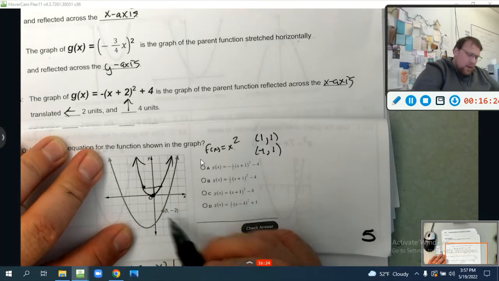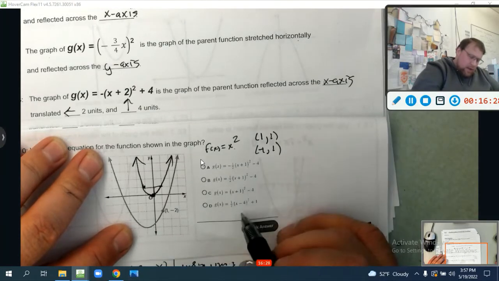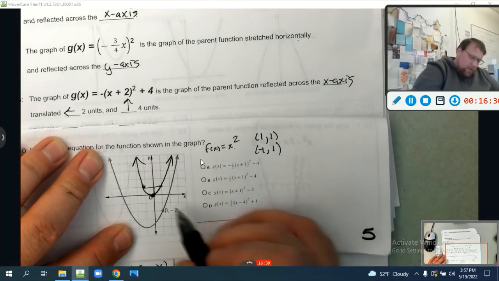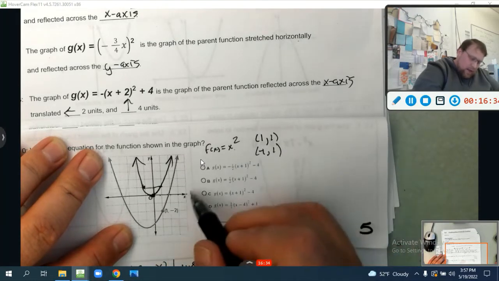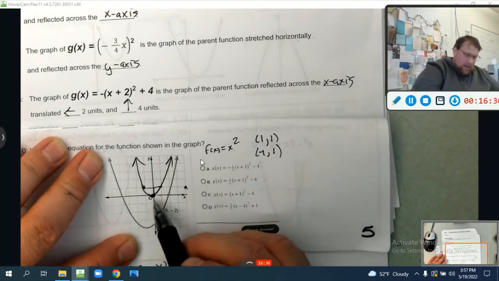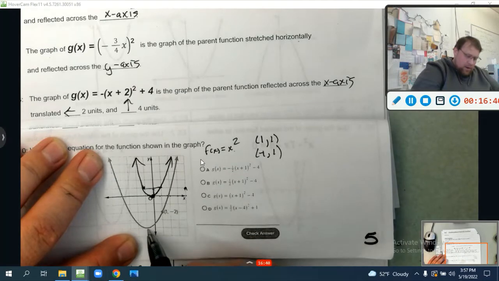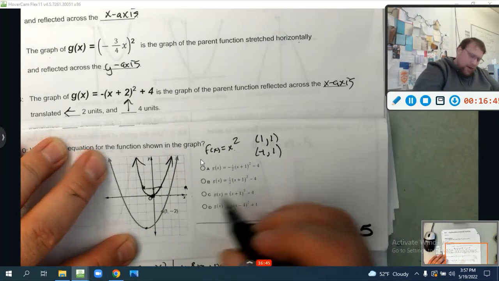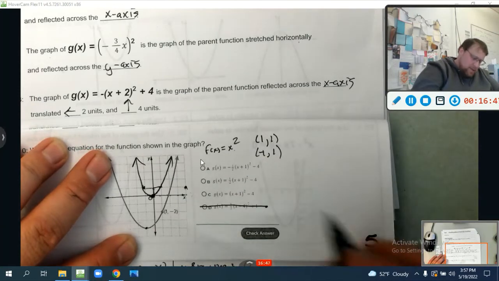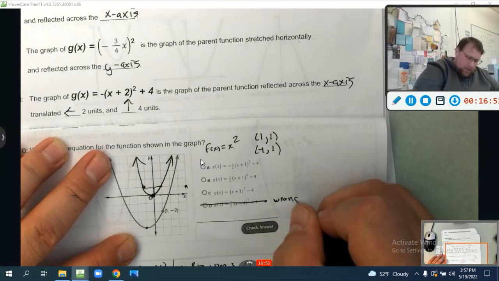This tells me to move it where? It says to move it to the right 4, 1, 2, 3, 4, and up 1. And that should be where the vertex is, because we're just moving this vertex right here. Is that where the vertex is of this graph? No. It doesn't line up, doesn't move right. Okay? So, this has the wrong shift, right?